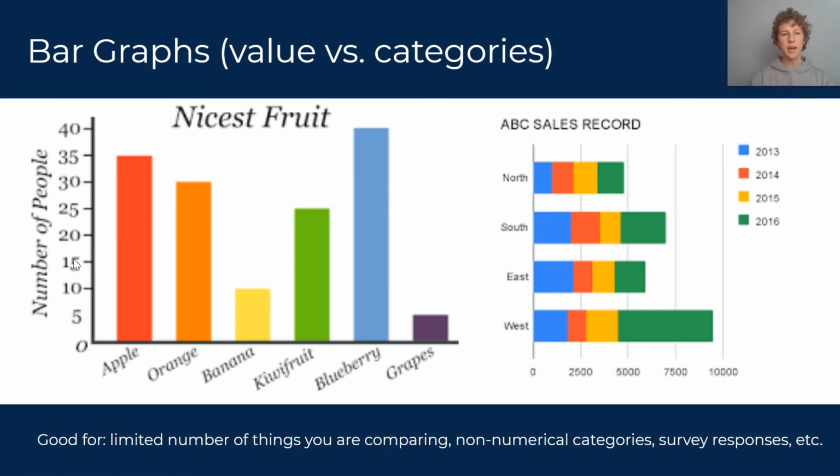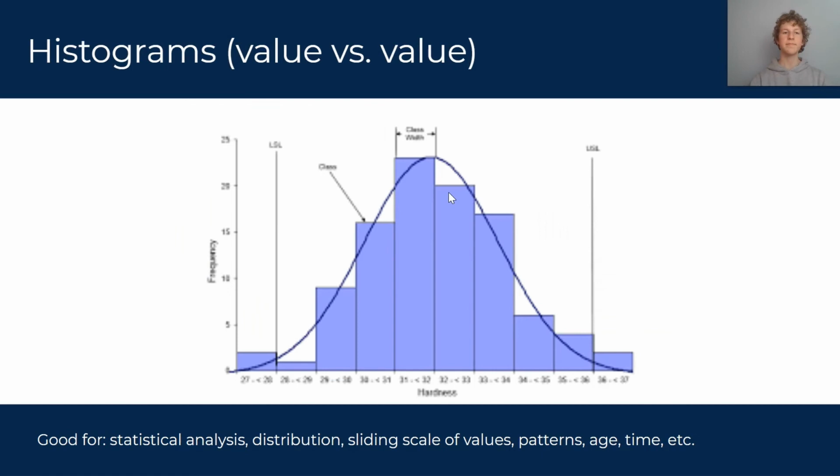On the left here, it's just 1 bar per thing, but then on the right you have each year, kind of similar to that area graph we just saw. And then you can also have bar graphs where there's multiple bars per category that's representing something like different years or a different variable that you're testing. So these are good for a limited number of things you're comparing, non-numerical categories, survey responses, etc.